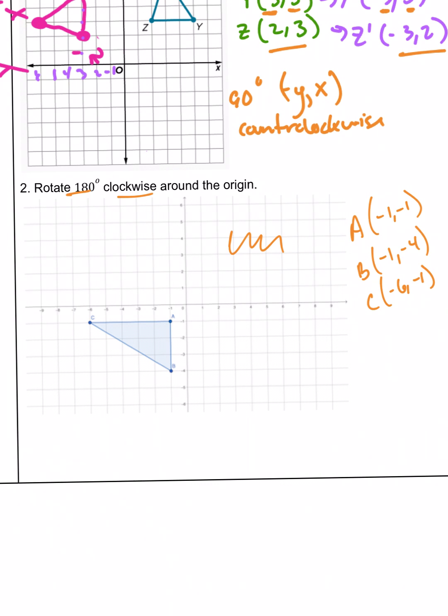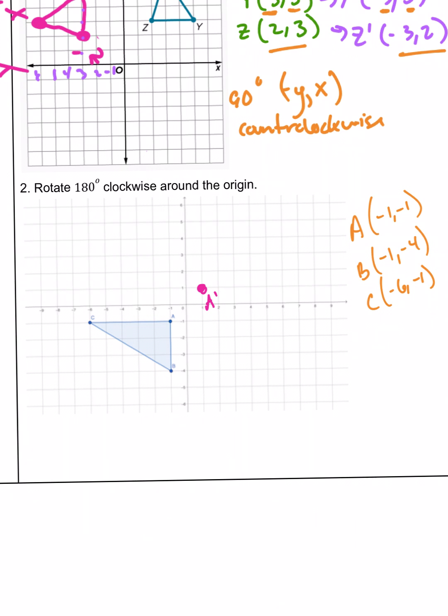So if we use the same method we did before, I'm going to turn my paper, or I'm going to kind of imagine it upside down. So basically I'm going to be graphing this one upside down if I can't move my paper. So for A, I went left and down. So I'm going to go backwards. I'm going to go right and up. So my A prime should end up being here.